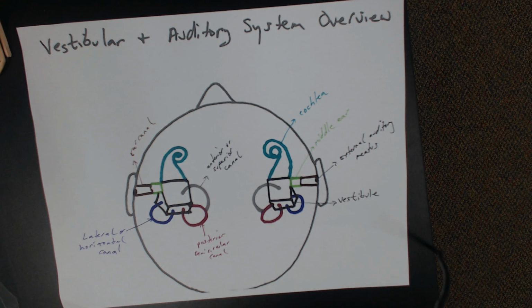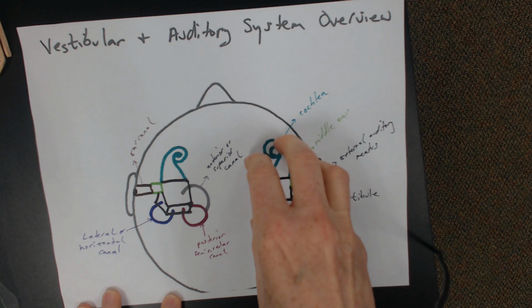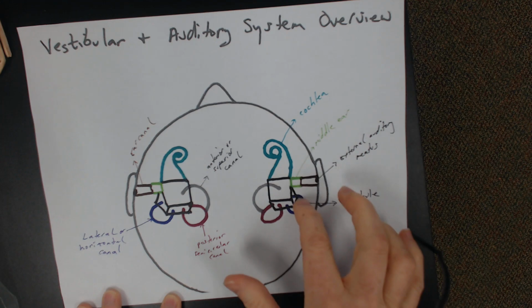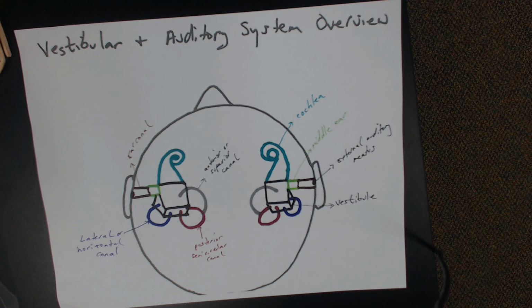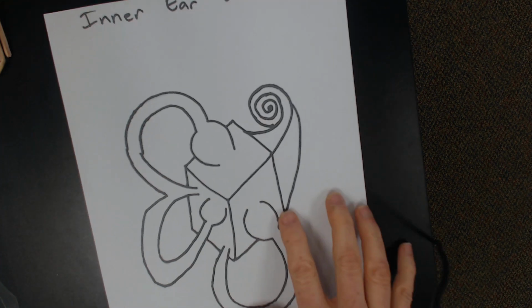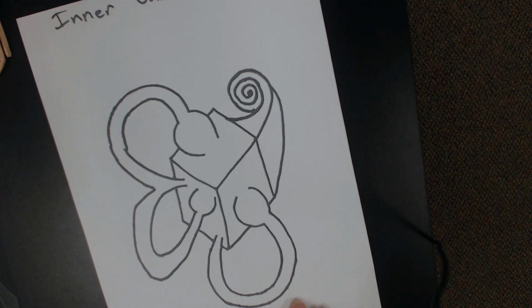Now the next thing that we're going to draw is going to zoom right down in just on this structure. Okay, we're going to leave out the ears, but we're going to zoom right into here. And that's when I say inner ear structures. These are your inner ear structures.